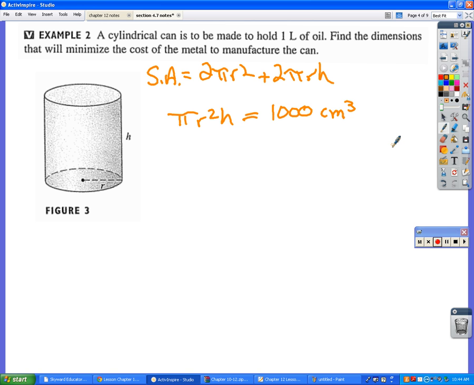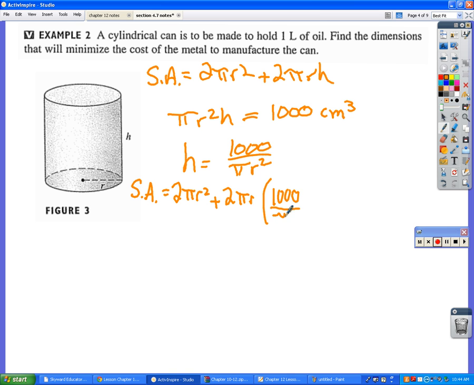All right, so what do you want to solve that for? h. So that's pretty easy to do. h equals 1,000 over pi r squared, right? Yeah, but we're going to plug this in here first. So our new surface area formula is 2 pi r squared plus 2 pi r times 1,000 over pi r squared.